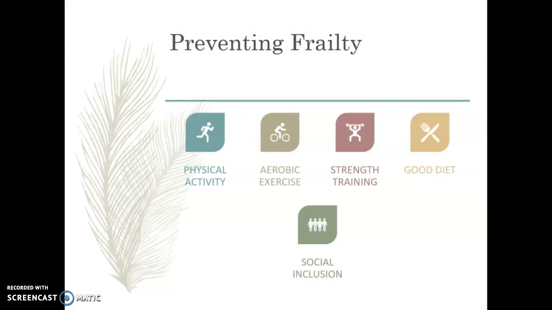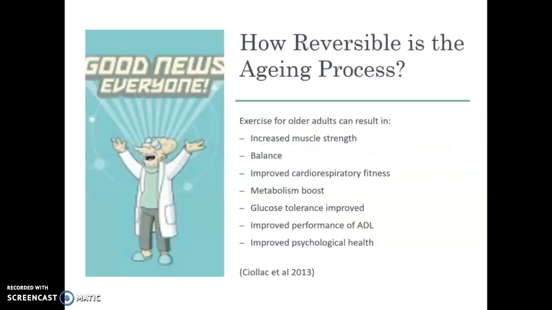Can we prevent frailty? Physical activity, aerobic exercise, strength training, a good diet and social inclusion have all been shown to prevent frailty. And how reversible is the ageing process? Exercise for older adults can increase muscle strength and balance, improve cardiorespiratory fitness and boost metabolism. Glucose tolerance is improved, therefore reducing diabetes, along with improved performance of ADLs and improved psychological health.